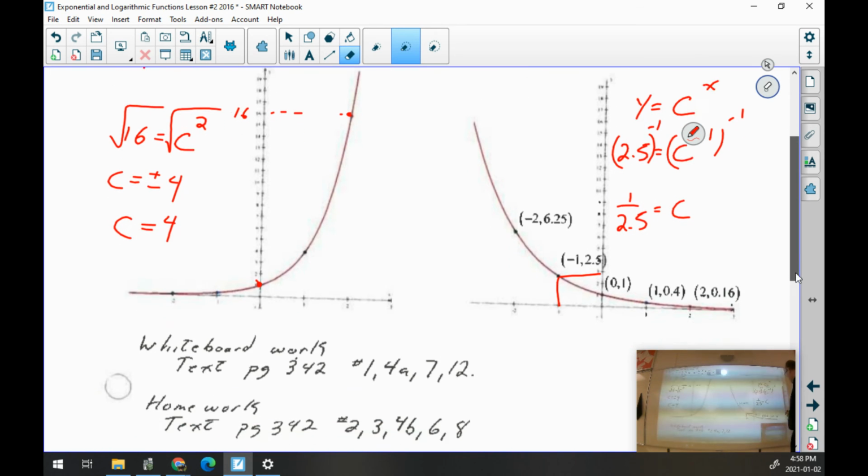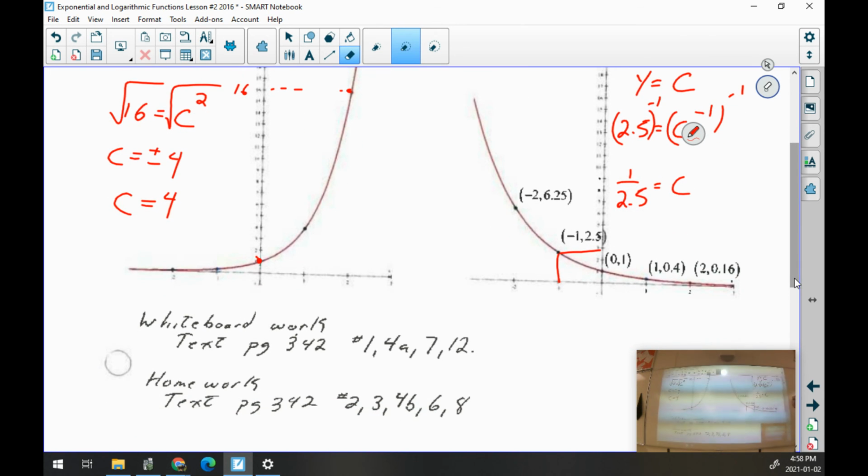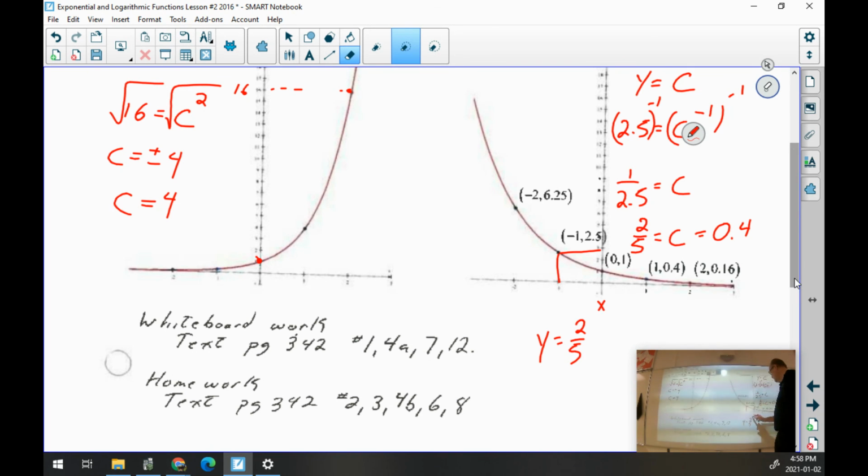I do not like 1 over 2.5. If you want to write that as a decimal, that would be perfectly fine. I'm going to write this as 2/5. If you want to write it as 0.4, that's fine too. All I did was I multiplied both the numerator and the denominator by 2. So I have y is equal to 2/5 to the power of x.